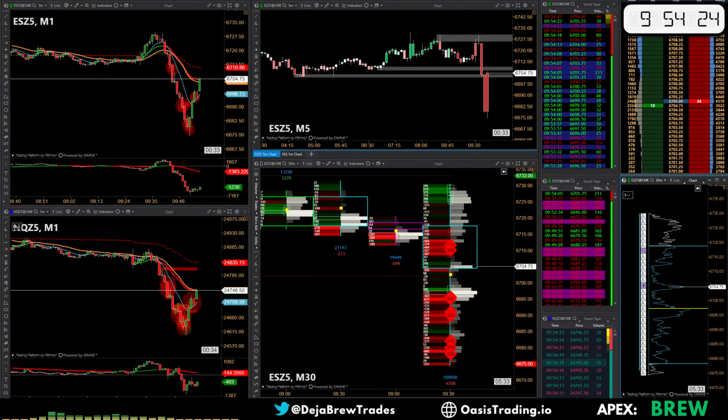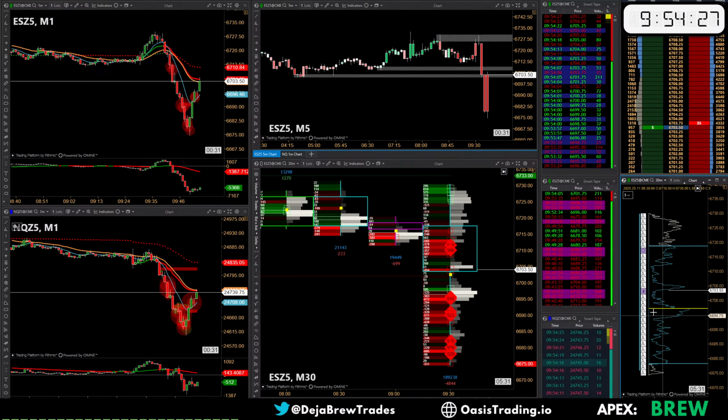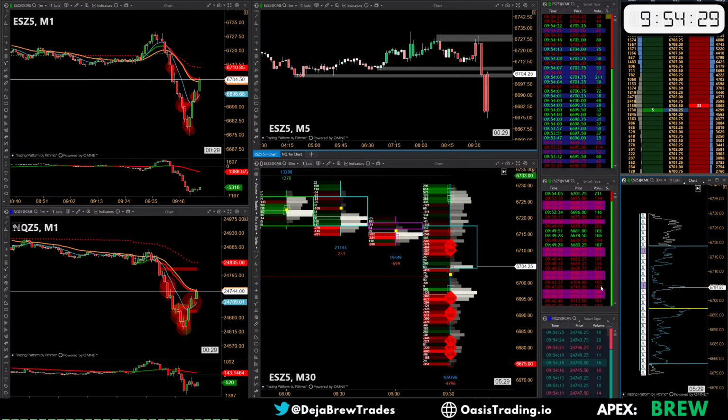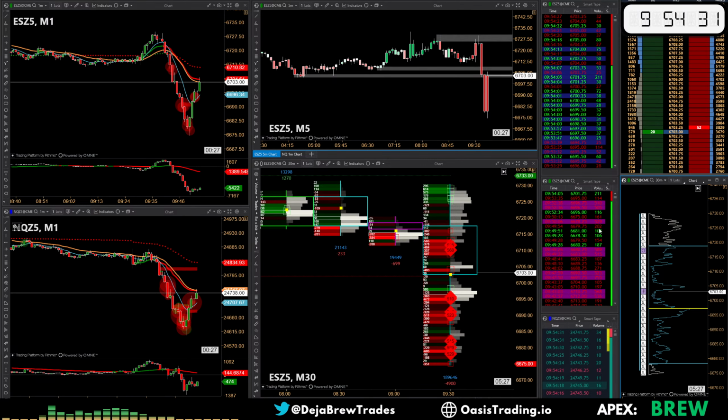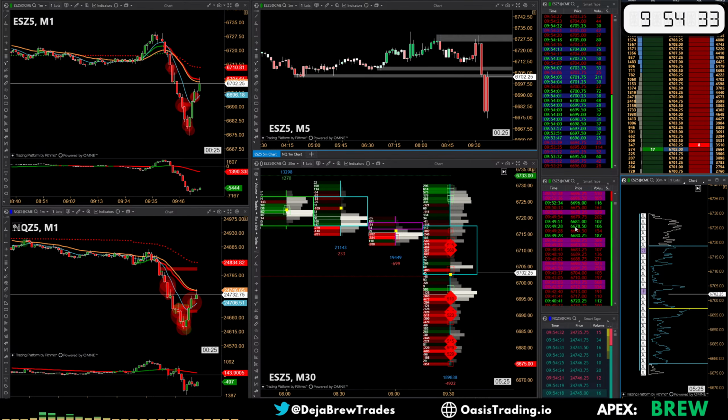Look at these block trades. Somebody is unloading here. And they're all about the same size, so it's most likely the same person.